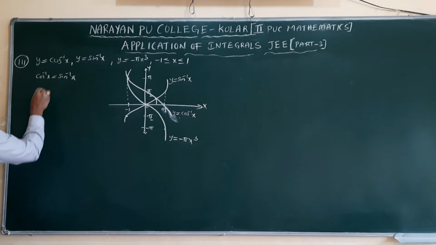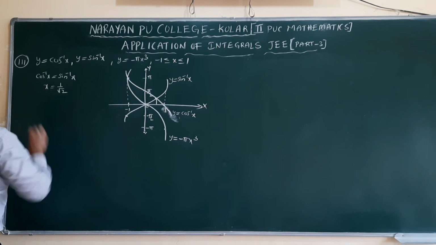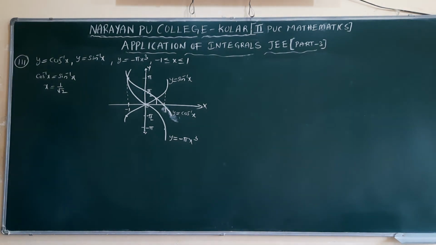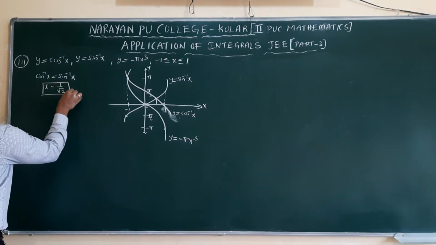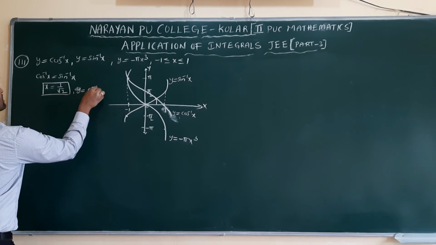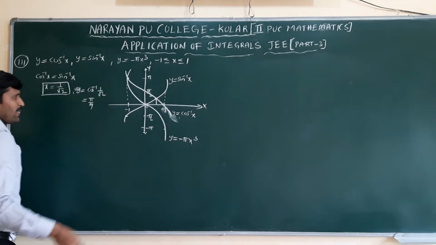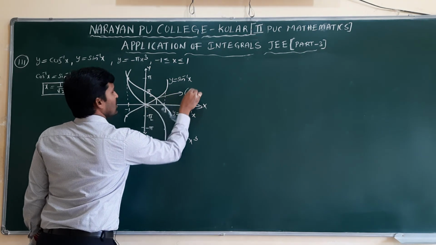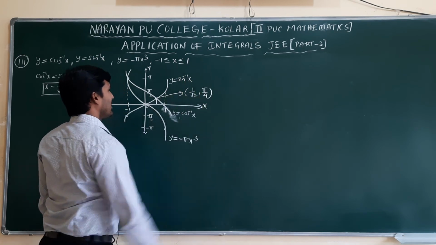Cos and sin both are equal at which value? X value, not angle. Inverse trigonometry, okay? X value, how much will we get? 1 by root 2. X value 1 by root 2 means what y value will come? If you substitute in any equation, cos inverse of 1 by root 2 is pi by 4. This point is (1 by root 2, pi by 4).